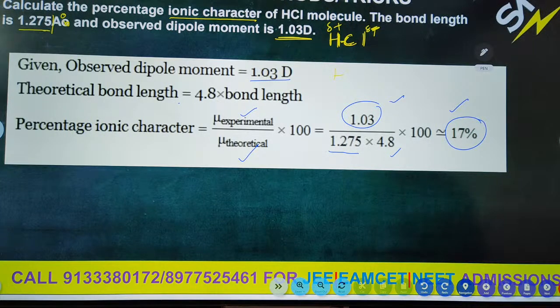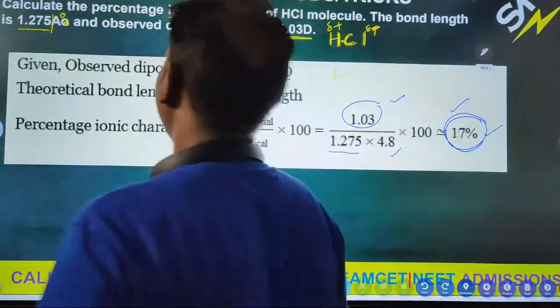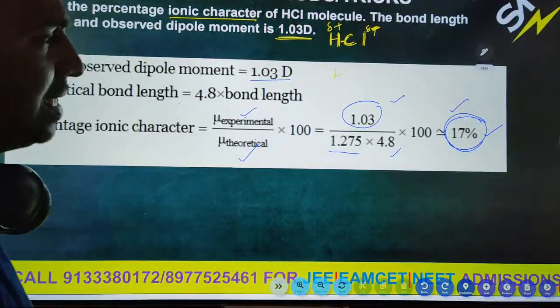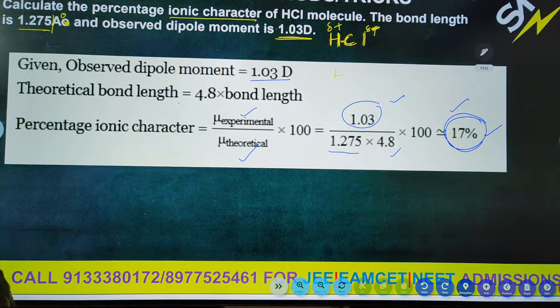These three things give what here? The percentage of the ionic character of HCl. Even though HCl is a covalent molecule, it has ionic character. How much? 17% ionic character is present in the HCl molecule. In this way, we have to find the ionic character of covalent molecules which have a dipole moment.